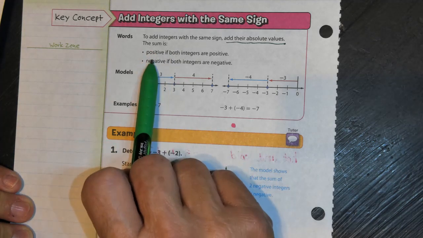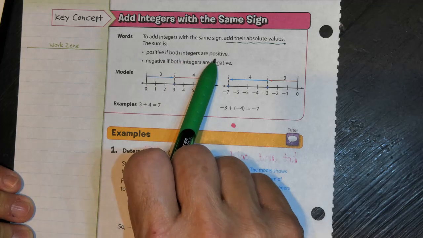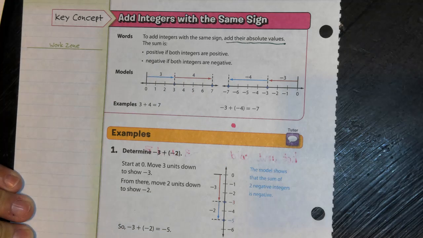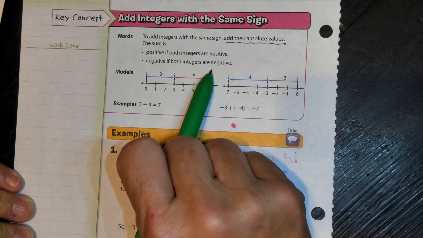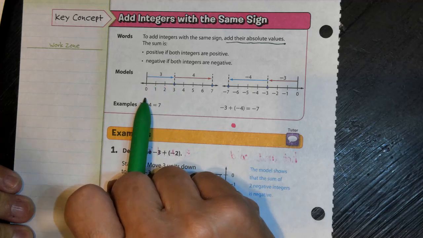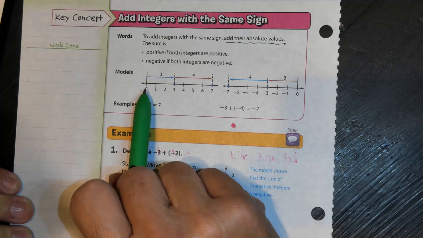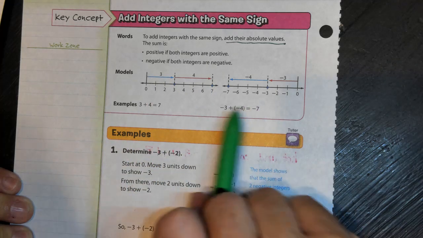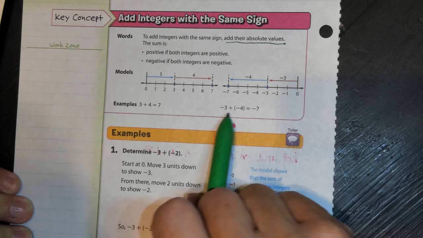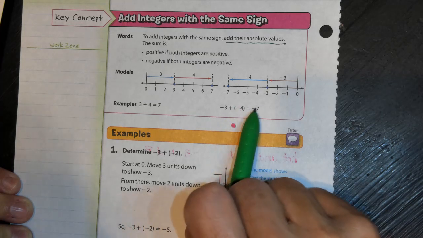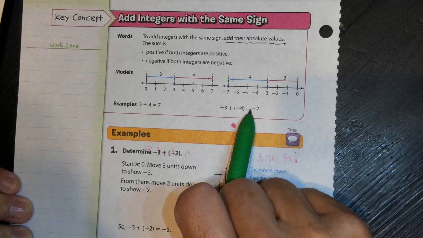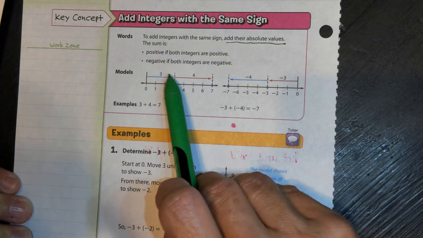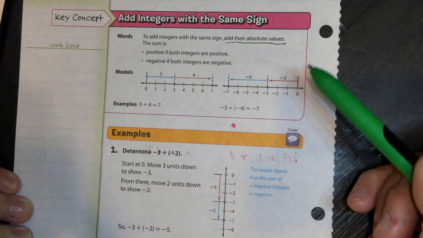It says the sum is positive if both integers are positive. The sum is negative if both integers are negative. And so you start at 0 and you add 3 plus 4, you get 7. If you have -3 plus -4, you get -7. So if both integers are positive, the sum is going to be positive. If both integers are negative, the sum is going to be negative.